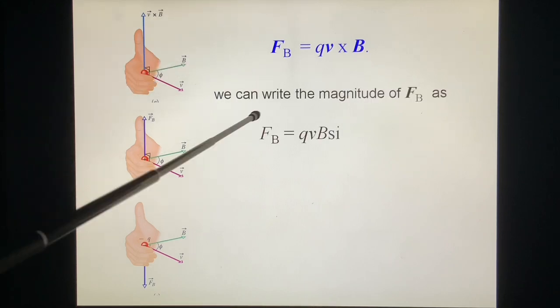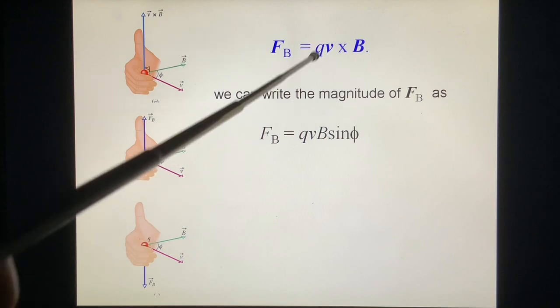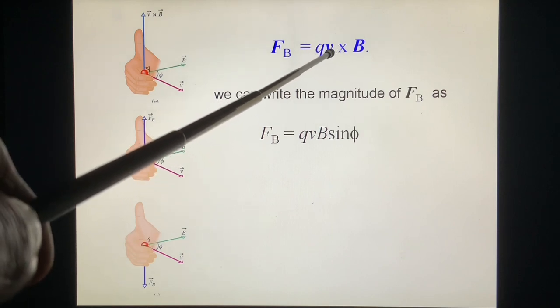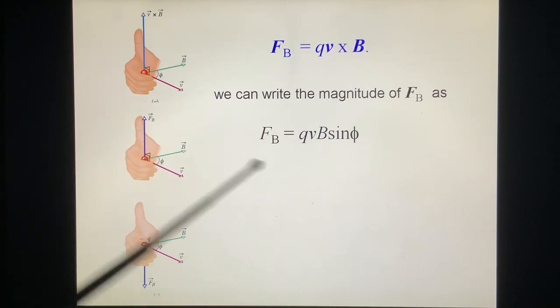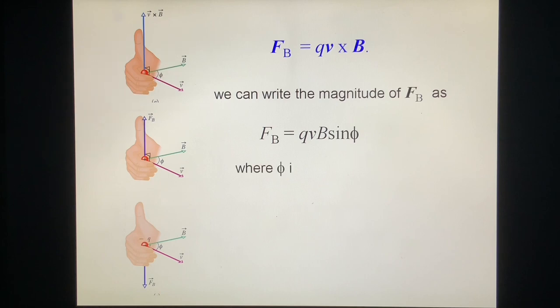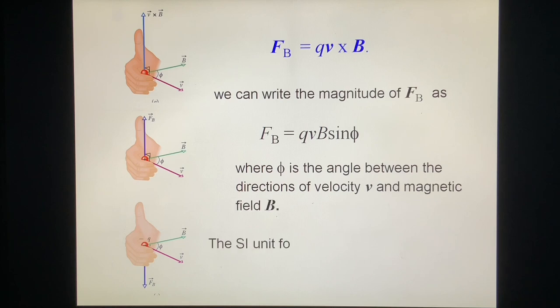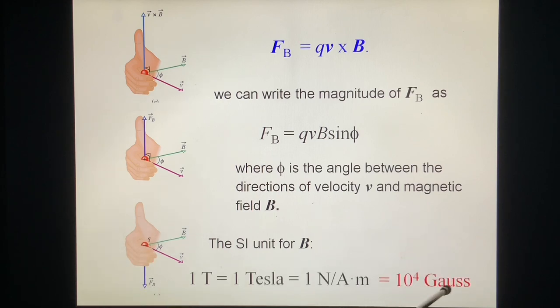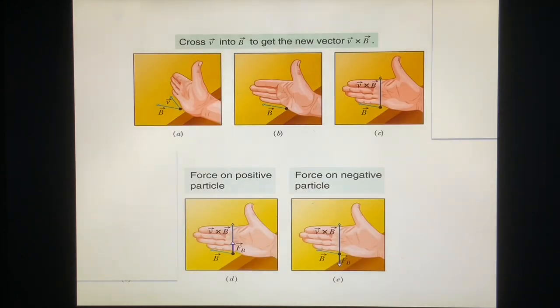We can rewrite this: the magnitude Fb equals QVB sine phi, where phi is the angle between V and B. The metric system unit for B is the Tesla. One Tesla is about 10,000 Gauss. Okay, now let me review it.